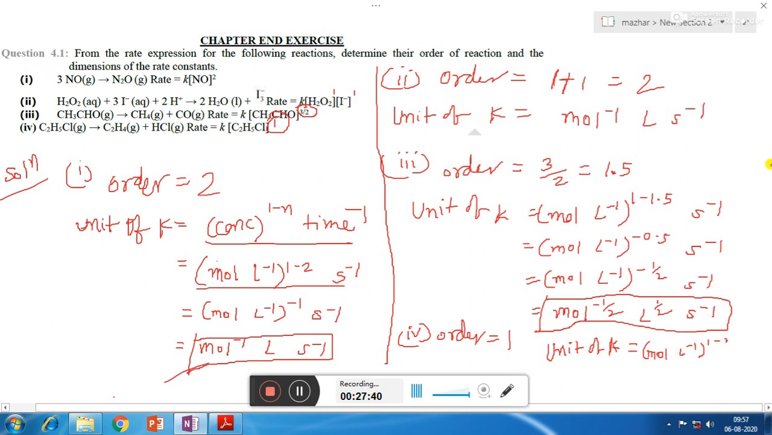So mole per liter raised to 1 minus n, and then we are having second inverse. So it will be equal to mole per liter raised to 1 minus, now it is a first order reaction, so 1 minus 1, second inverse. Now here power is 1 minus 1, that will become 0, and something raised to 0 is 1. So that means this whole term will become 1. So we are remaining only with second inverse. So here the unit of K is second inverse. So in this way we have completed number 1.